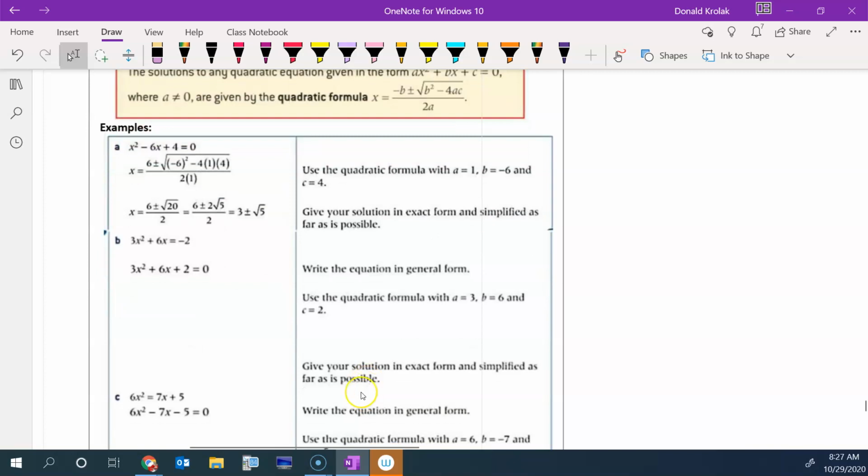Okay, and then here's an example of how you use it. Your A, B, and C are just your coefficients. This is on the back. This is the coefficient on your squared term. This is the coefficient on the linear term. And then the C is the constant.